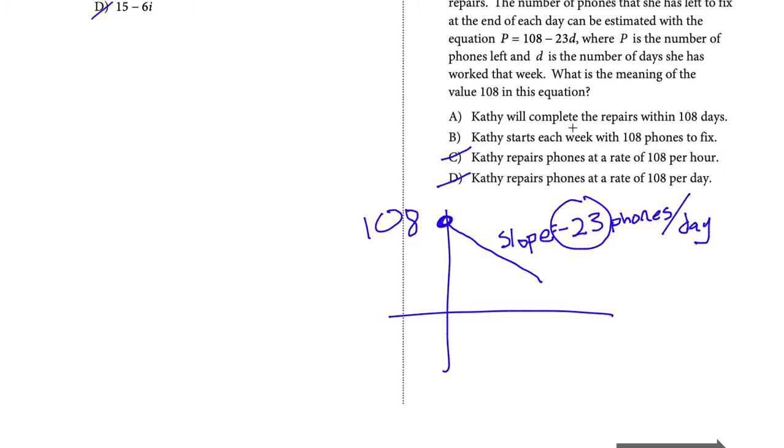So you're somehow either starting something with 108. What makes more sense? On this axis, you're going by day, and on the y-axis, it's your phones. Because the slope is phones per day, I'm going down phones per day. I'm just interpreting from our equation of phones per day. So from there, I know that the y-axis is phones. I'm up here at 108 phones. I start with 108 phones to fix. Correct answer is B. About 40% of you got it.